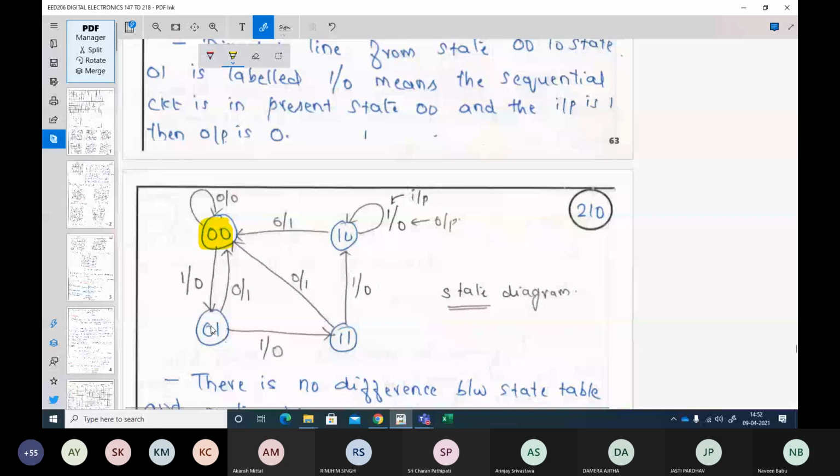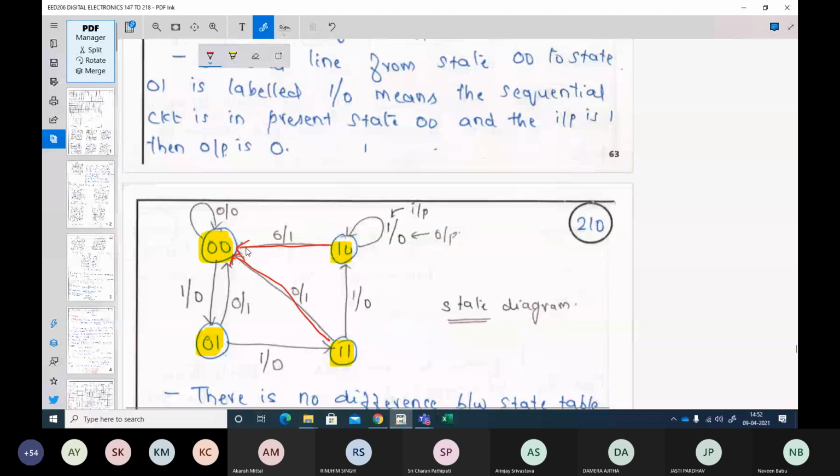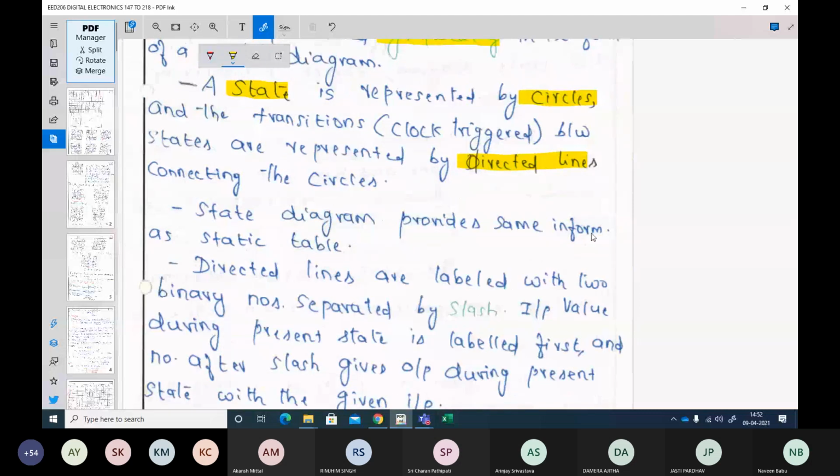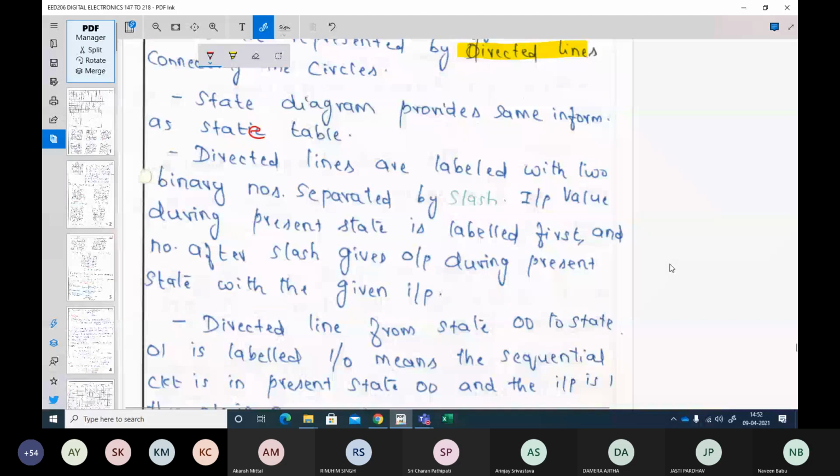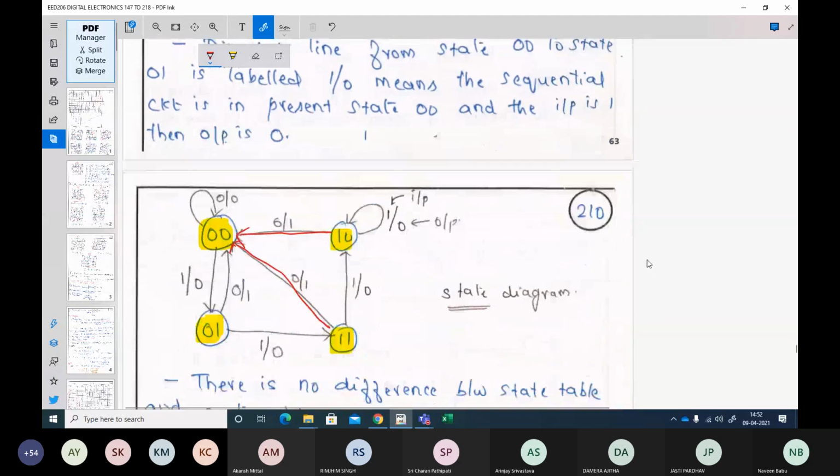These are directed lines. Now the state diagram gives you the same information as your state table. It's not a static table, it's a state table. These directed lines are labeled with two binary numbers separated by a slash. The first number corresponds to the input and the second corresponds to the output. So that's what it means.